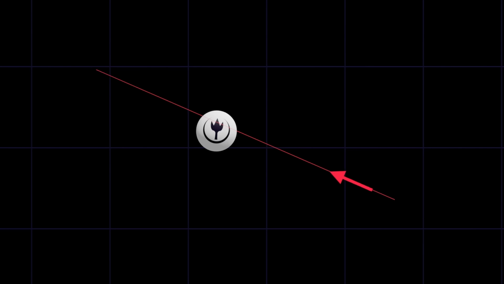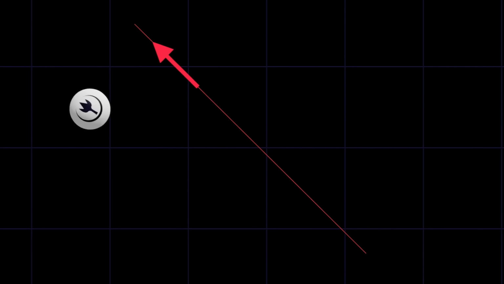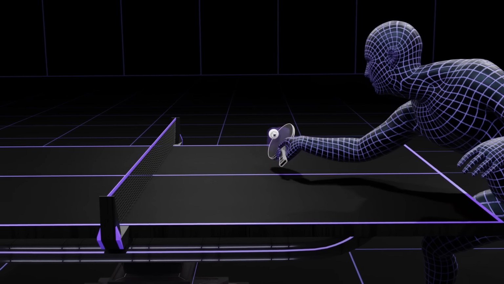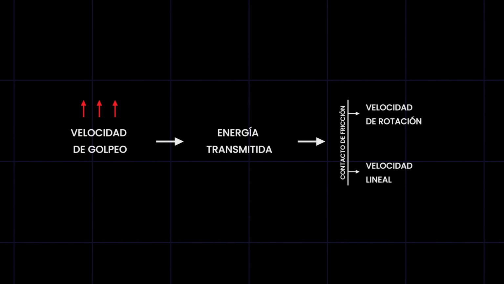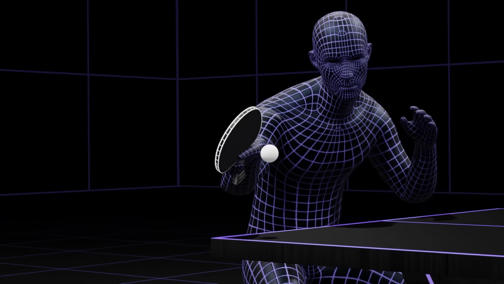Besides the type of contact we make with the ball, if we want to generate the maximum spin, we also need to consider the power or speed of the stroke. The speed at which we hit the ball determines how much energy we transfer to it. The higher the stroke speed, the more energy is imparted to the ball. And when executing a good friction contact, this additional energy results in a higher rotational speed. So, to increase spin, we need to increase stroke speed.